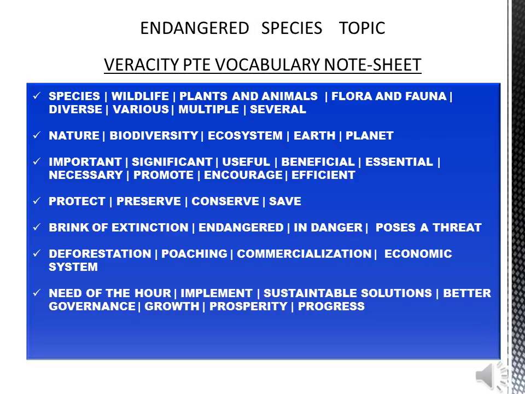First of all, species of what? Animals and plants, obviously. So words like plants, animals, wildlife, flora, fauna, diverse, various species, multiple species, several animals, right, can be a very good way to replace the word endangered species, right? So starting with the basics.